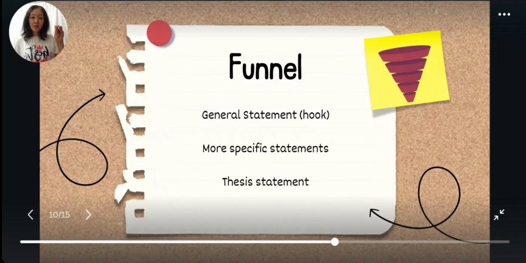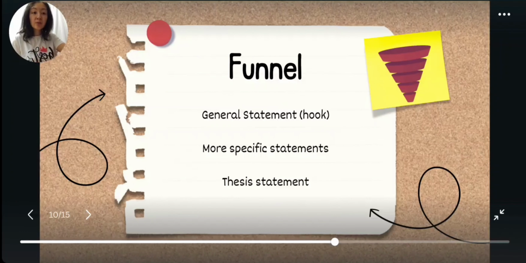You start with a general statement, and here you just catch the reader's attention. You use some hooks to do this. Then you get to more specific statements. And then our introduction is finished with the thesis statement.